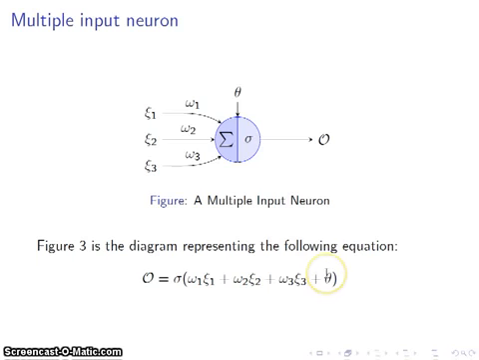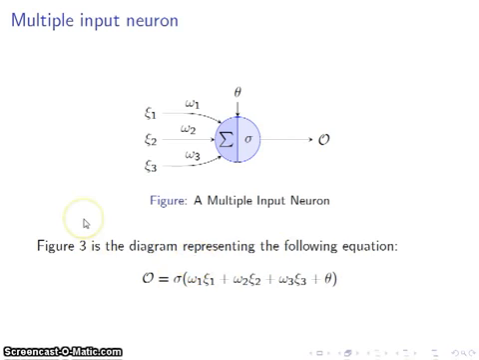Once all of those are multiplied together and added up, we're going to plug them into our transfer function, which in our case is going to be the sigmoid, which gives us our output. Okay, script O is given as this equation right here.